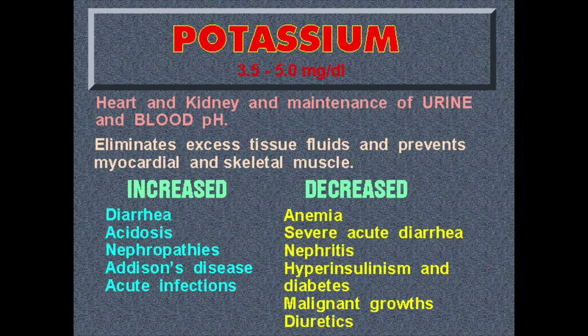Malignancies are notorious for low intracellular potassium, as well as a depressed serum potassium. Potassium will be decreased in anemia and diabetes. A very severe acute diarrhea with several discharges each day will result in a low serum potassium.